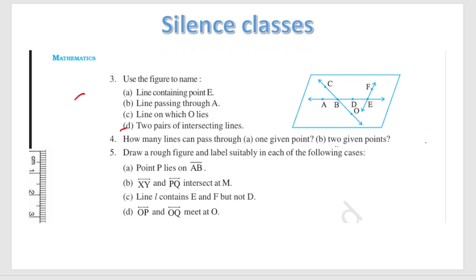Point P lies on AB and it is a line segment. You can see above AB this is drawn, with no arrow, so it is a line segment, means point P lies on line segment AB. If I draw a line segment AB, and the point lies on AB, so it can lie over here, it can lie over here also, it can lie over here also.